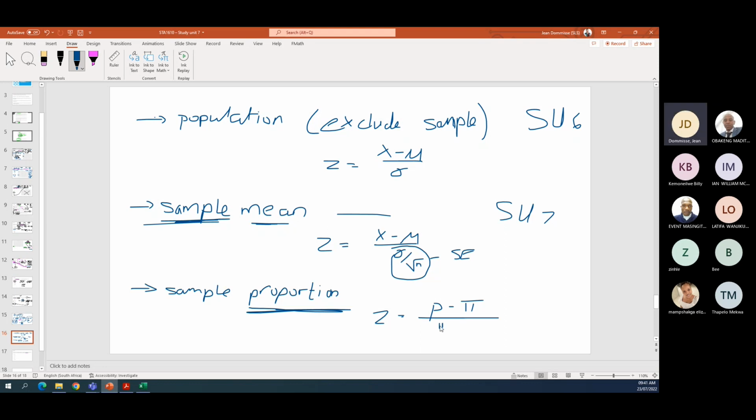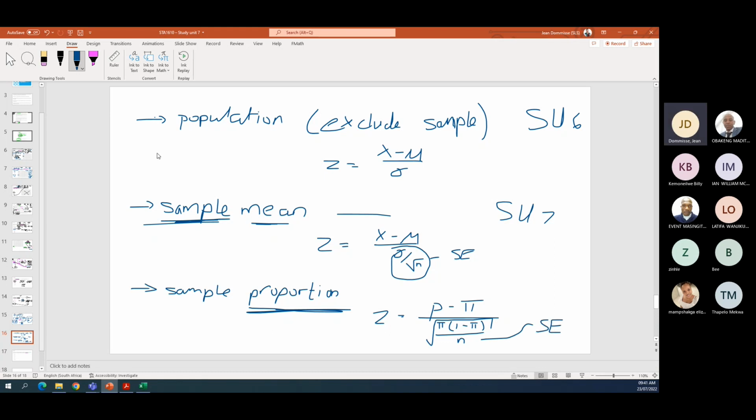I must just get this one correct. There. Really, I think I made a mistake. It's for the whole. Okay. And this then is also your standard error.